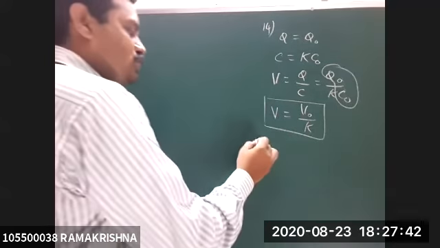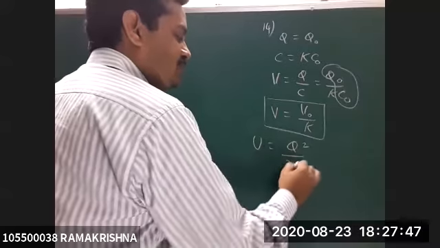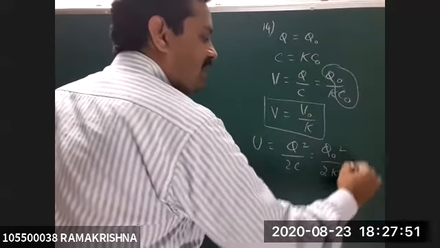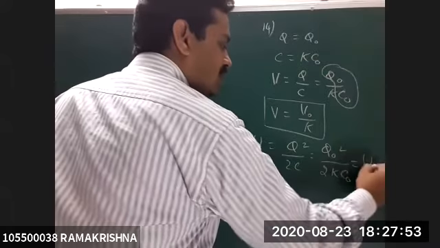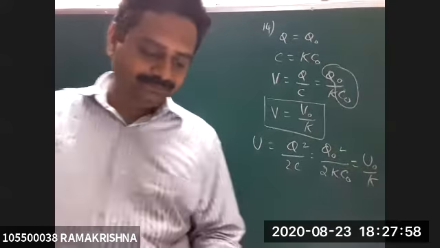We know energy stored U is equal to Q square by 2C. It is Q naught square divided by 2 times K C naught. It is U naught divided by K. So energy also decreases, right?